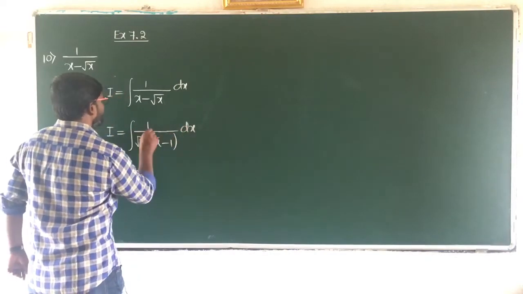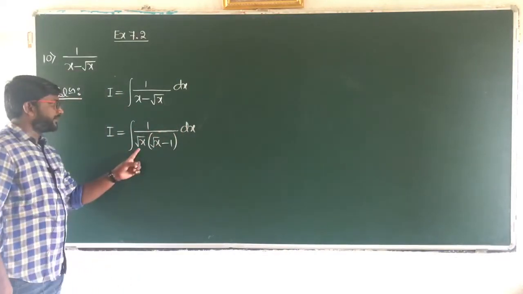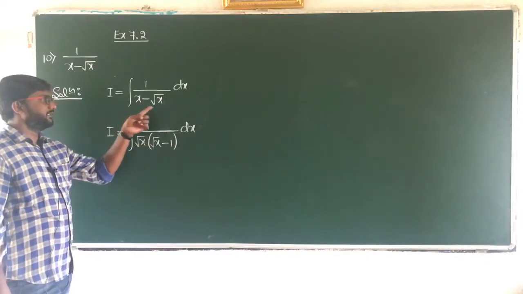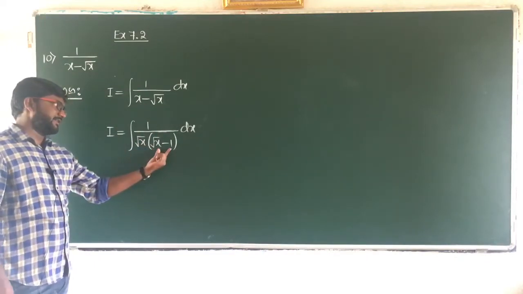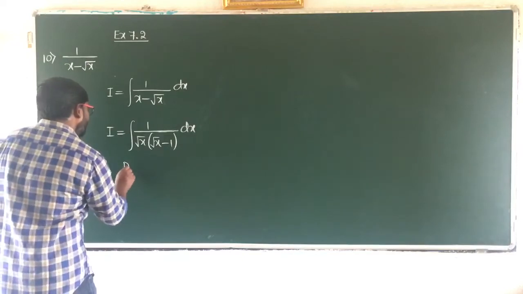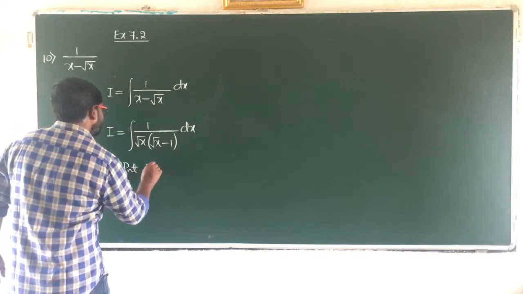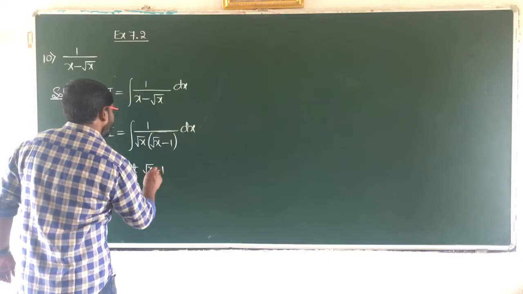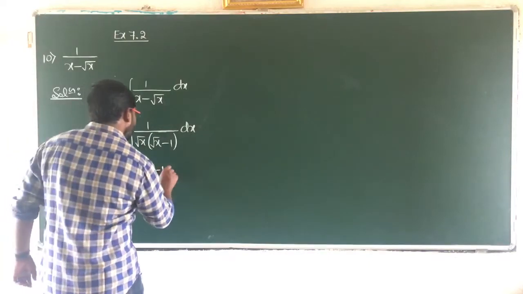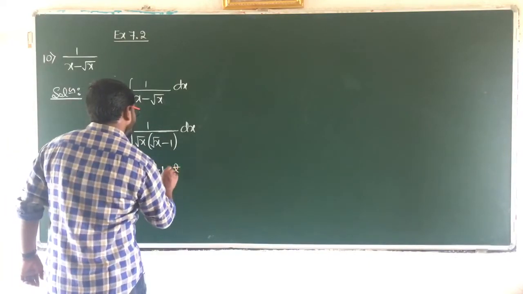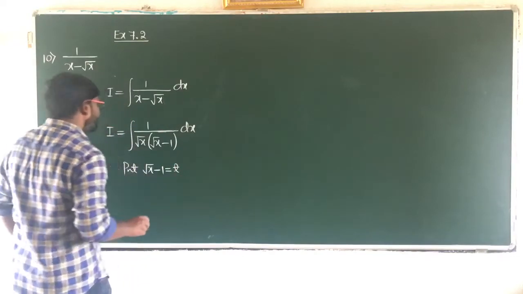So now multiply root x with these two terms, and we get back the previous term. So take this as t. Put root x minus 1 equal to t.